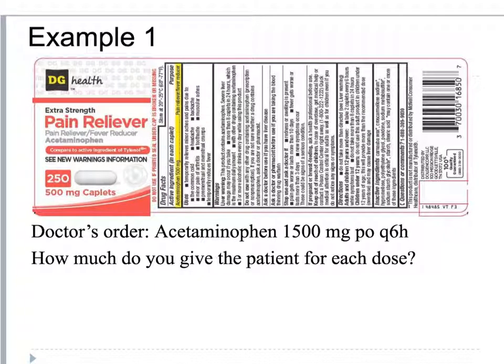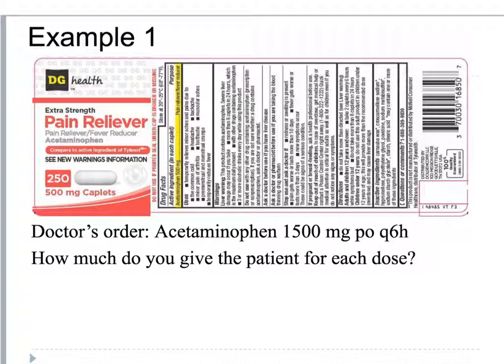So let's take a look at some examples. Example 1, we have our drug label for our extra strength pain reliever. We have acetaminophen. Our doctor's order is for acetaminophen 1500 milligrams PO, which is orally, every 6 hours. How much do you give the patient for each dose?